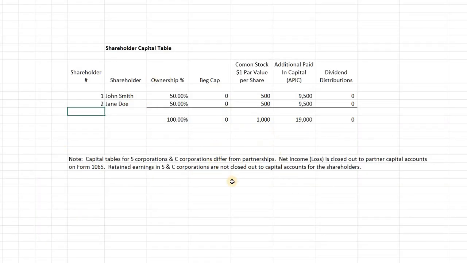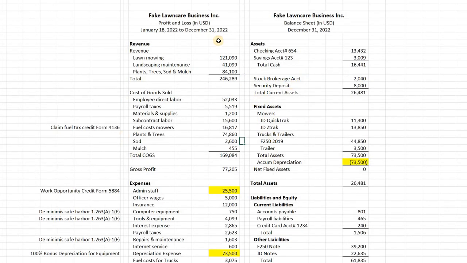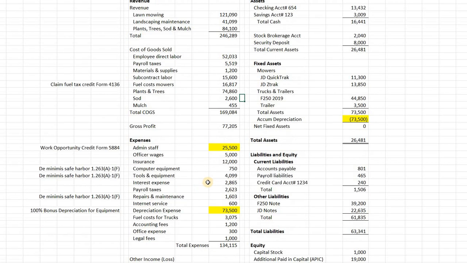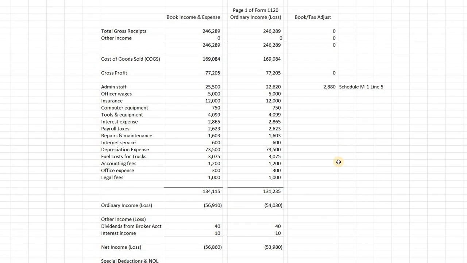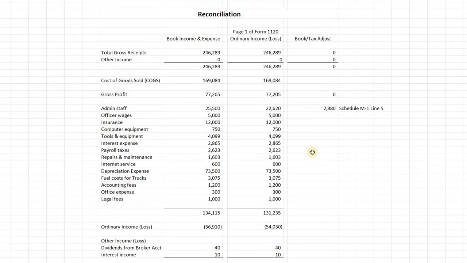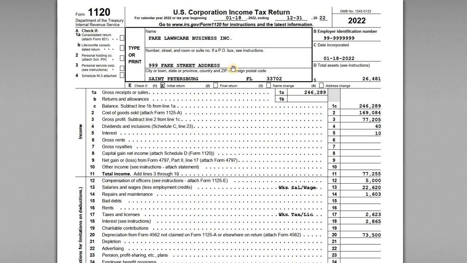So I've got a cap table here for the company. We've got the financial statements for the business. This is going to be Fake Lawncare Business, Inc. Profit and loss on the left here, balance sheet on the right-hand side. And then we've got a book-to-tax reconciliation here showing how some of these changes are made on the tax return. And lastly, of course, we've got the return itself. So here's our sample Form 1120, 2022 tax year for Fake Lawncare Business, Inc. And of course, we'll get into this in more detail as we move on through the video.